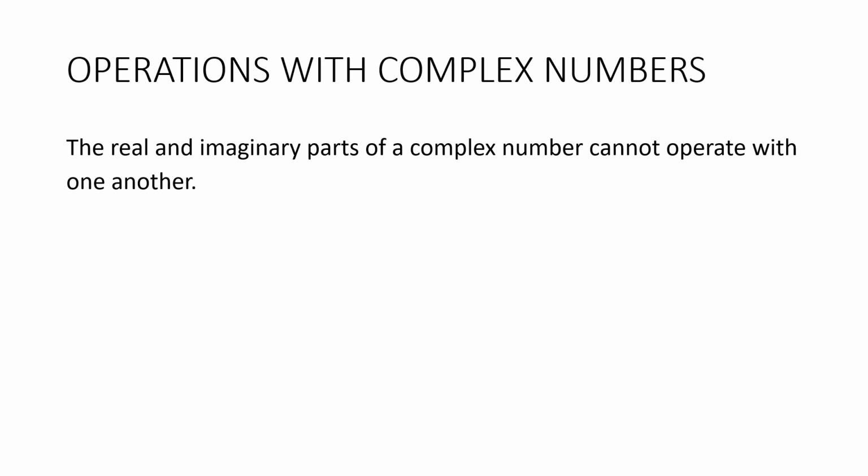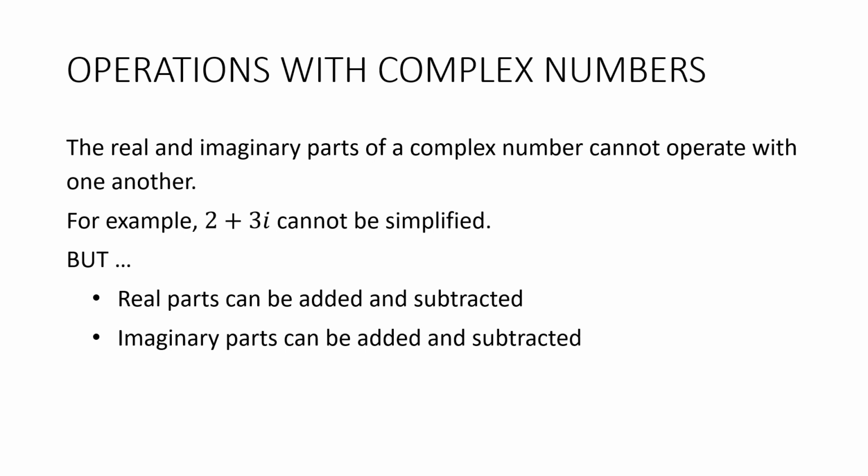Now the real and imaginary parts of a complex number cannot operate with one another. So for example, 2 plus 3i cannot be simplified. But real parts can be added and subtracted, and imaginary parts can be added and subtracted.